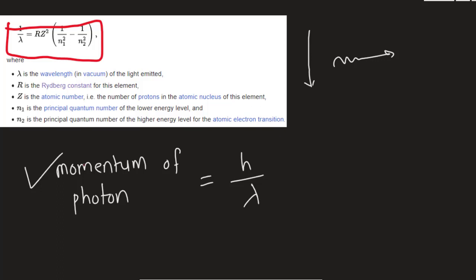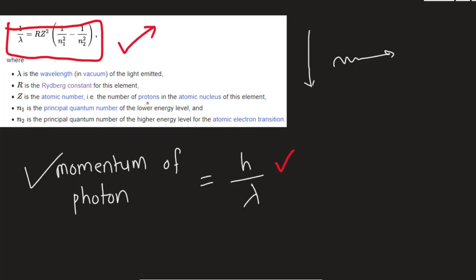Once we know the wavelength of that photon, we can easily calculate the momentum associated with that photon using this formula, which says p = h/λ. Here h is Planck's constant. So if you know the energy levels from where the electron has made the transition, in the first step, you can calculate the wavelength.